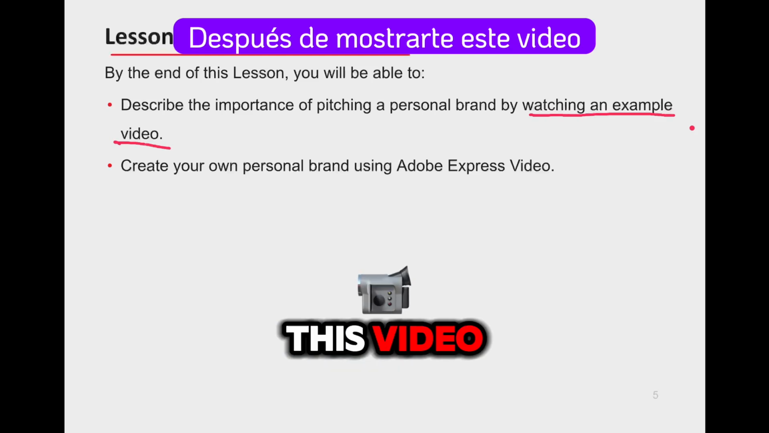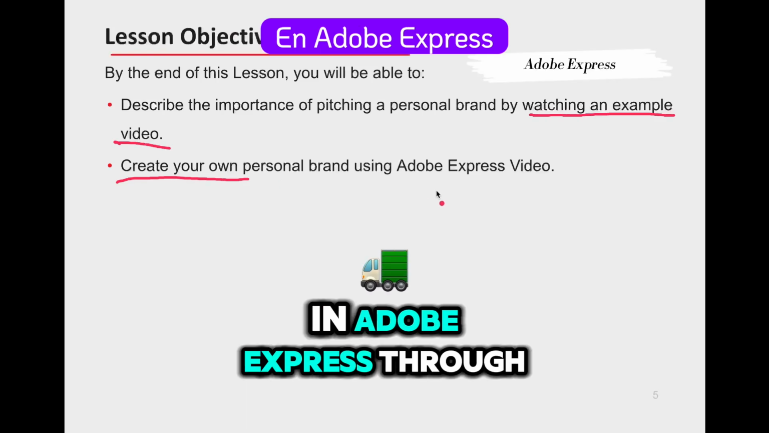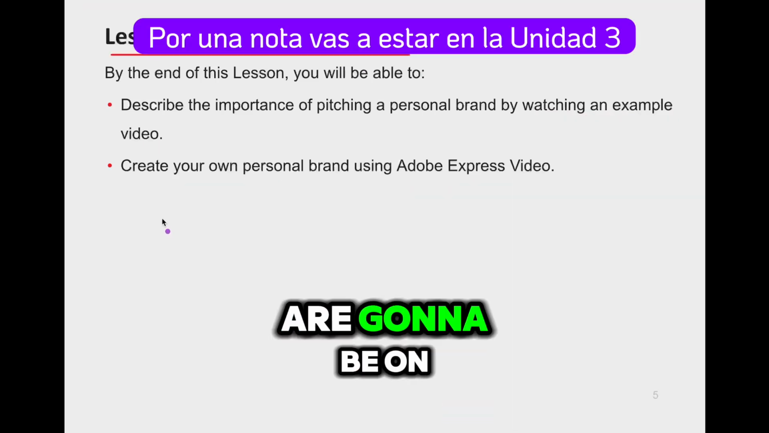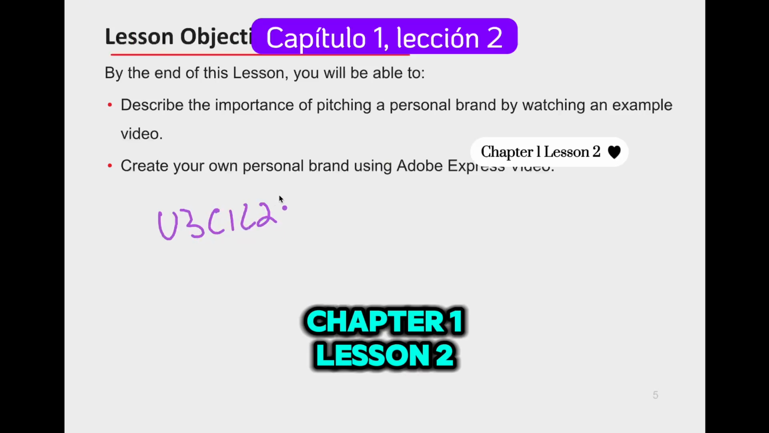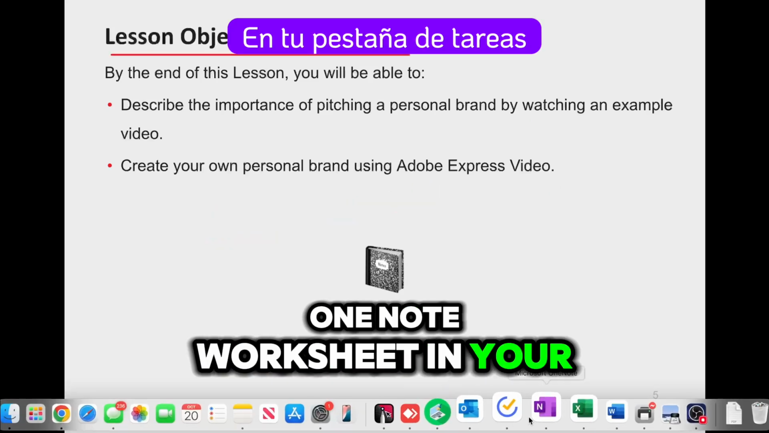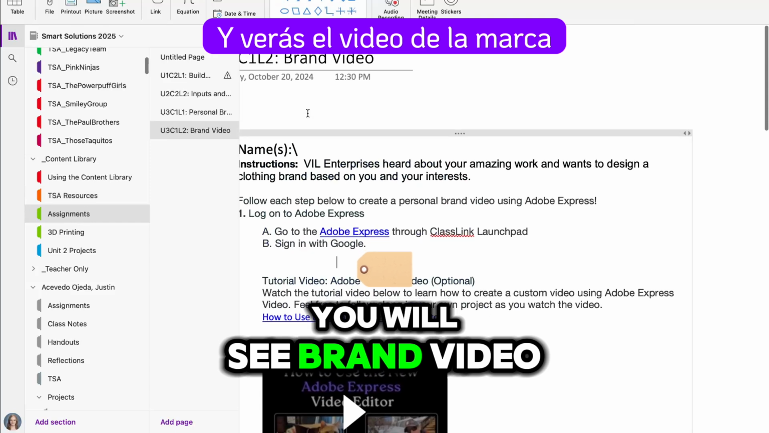After I show you this video, we're going to walk through creating your own personal brand in Adobe Express through our OneNote worksheet. For OneNote, you are going to be on Unit 3, Chapter 1, Lesson 2, Brand Video, in your OneNote worksheet in your Assignments tab. So you can go to your assignments and you will see Brand Video.